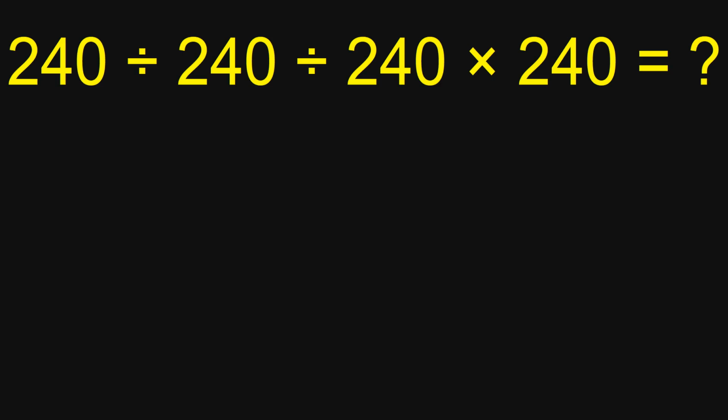In this problem we have 240 divided by 240 divided by 240 times 240. According to the order of operations, we have to work from left to right. So first we have to do this division, then this division, and finally this multiplication.